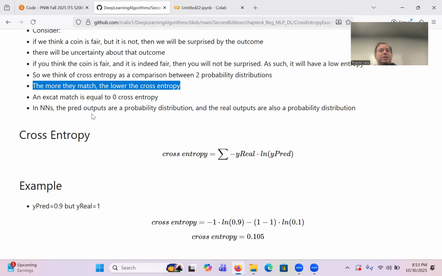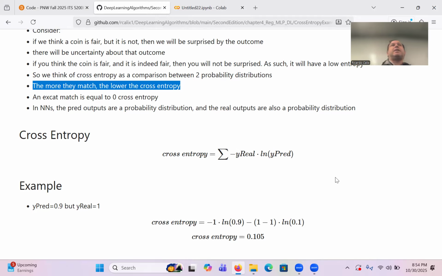In neural networks, the predicted outputs are a probability distribution. We've discussed it many, many times, right? Softmax makes them add up to 1, makes them a probability distribution. And the real outputs are also a probability distribution. Sure. Cat, dog, bird, 1, 0, 0 adds up to 1. It's a probability distribution. Don't think that it's just some discrete thing. It actually has this meaning. So now that takes us to cross entropy.